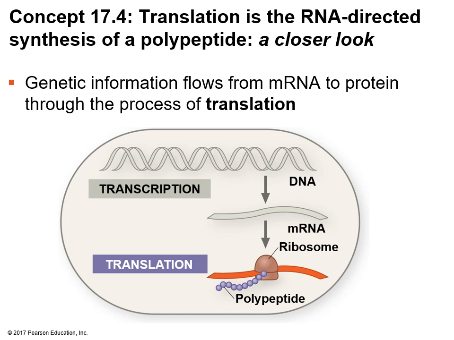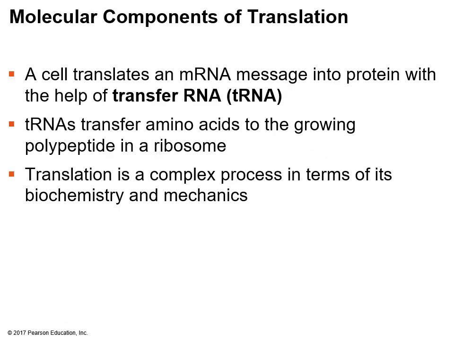Genetic information flows from mRNA to protein through the process of translation. So we are at our last step of gene expression, where mRNA is going to be used to synthesize a protein. A cell translates an mRNA message into a protein with the help of transfer RNA, also called tRNA. So what does transfer RNA transfer? Transfer RNA is going to transfer amino acids, which are the building blocks of protein or polypeptide. The tRNA is going to transfer amino acids to the ribosome, and the ribosome is going to help connect or bond the amino acids together into a chain, which is the polypeptide, also called the protein.